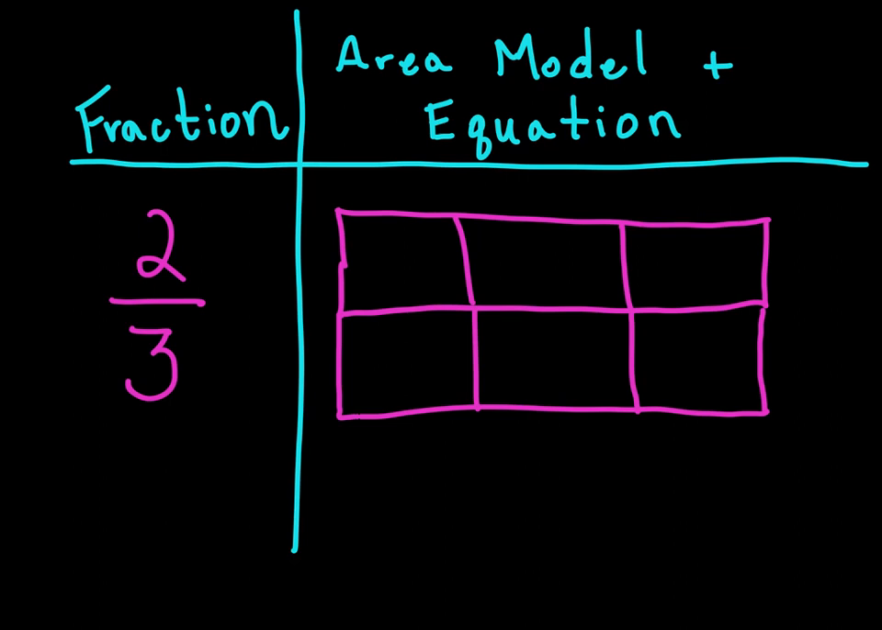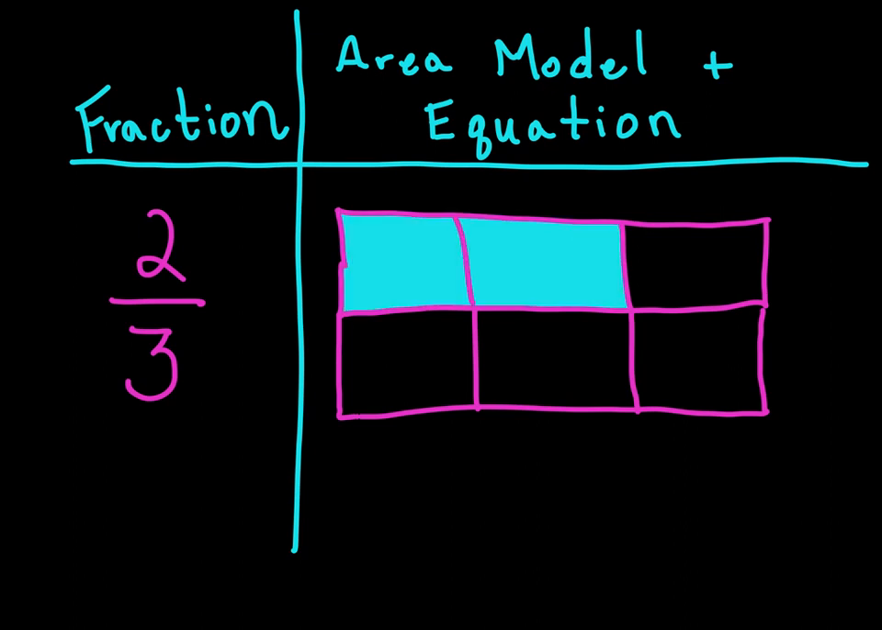Okay, so we have a fraction of 2/3, and we're going to be using the area model and an equation to help show how 2/3 is equivalent to another fraction. So let's start coloring this in. This part represents 2/3. That shows this fraction right here. But now we want to show what could be equivalent.